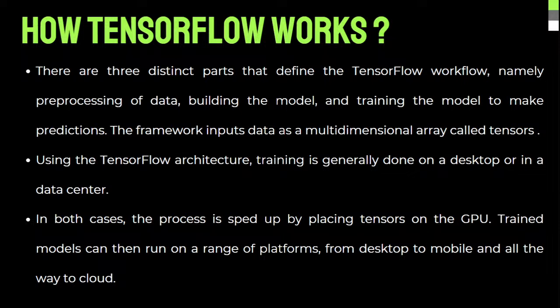The framework takes input data as a multi-dimensional array called a tensor. You have to pass arrays, which are used in the flow of the process. Using the TensorFlow architecture, training is generally done on a desktop or in a data center. You could do it on your laptop or PC. A huge company planning to build a huge AI application, training their deep learning model, would go for data centers or high-end setups. In both cases, the process is sped up by placing tensors on the GPU. Tensors are the data type here, so if you place your array data in the GPU, it can be trained faster. Models can then run on a range of platforms, from mobile to desktop and even to the cloud.